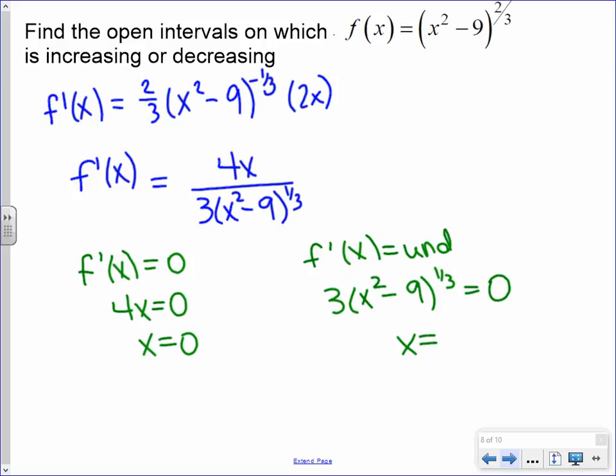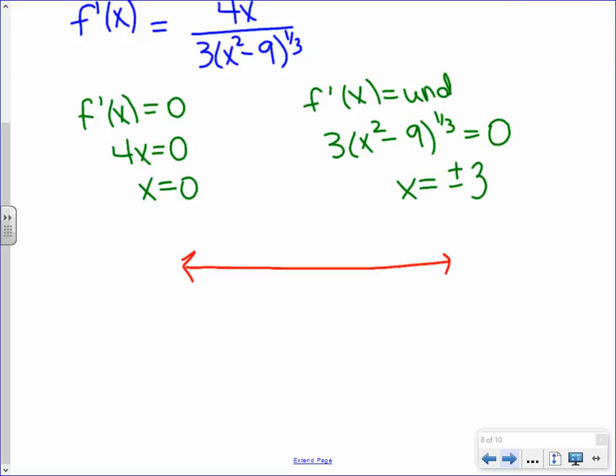When is our denominator equal to 0? Plus or minus 3. Okay, so I'm going to draw a number line. We have 3 critical values. Okay, we have 4 intervals to test.